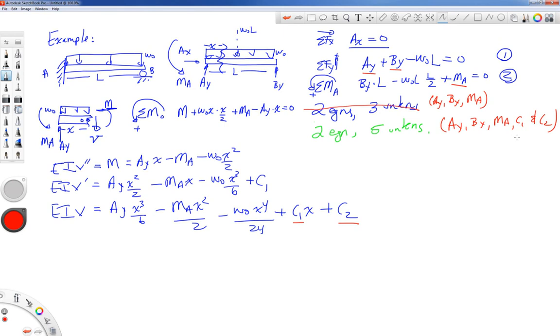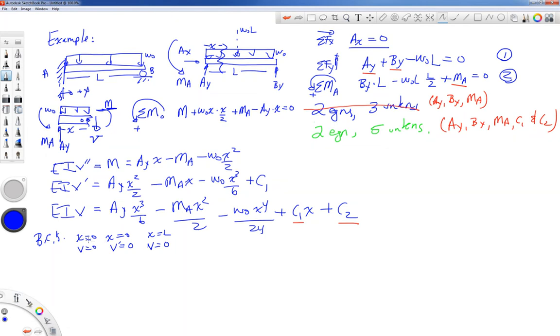That's our geometry of deformation. The boundary conditions for this beam, where the coordinate system starts over here and moves to the right, are going to be at x equal to 0, there is no deflection. At x equal to 0, there is no slope, so v prime is equal to 0, and at x equal to L, there is no deflection, so v is equal to 0. So I will apply all 3 of these.